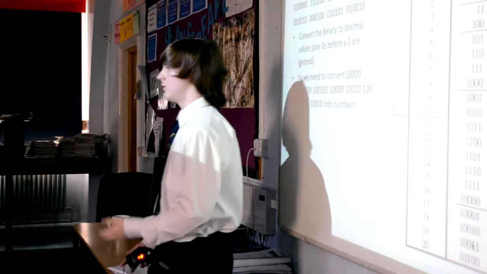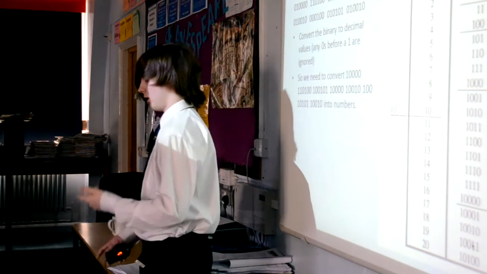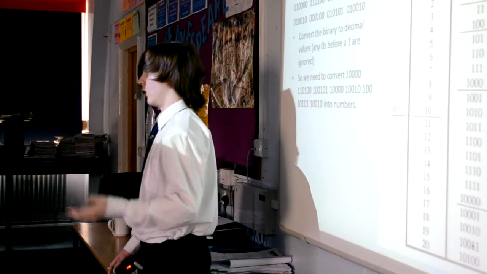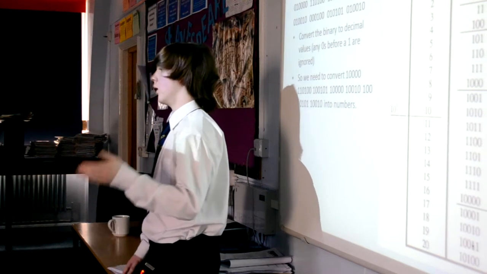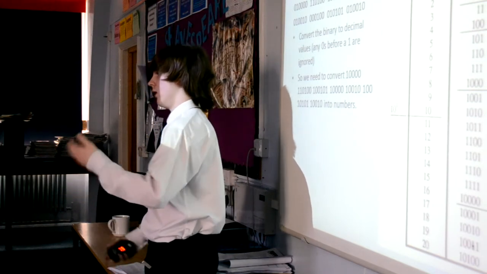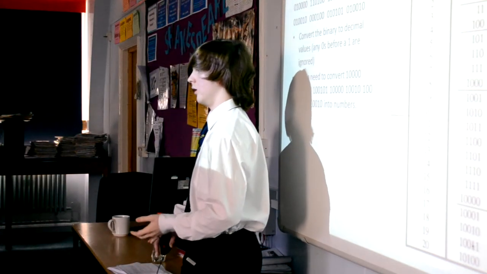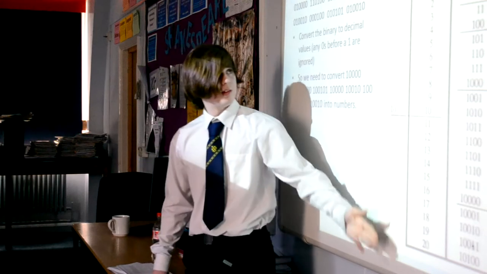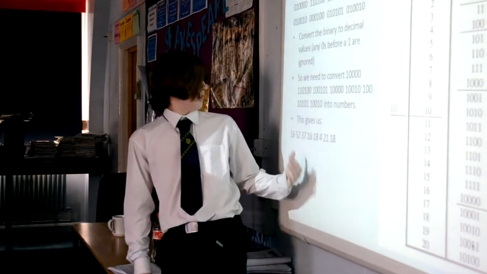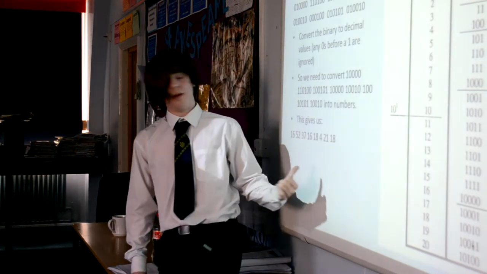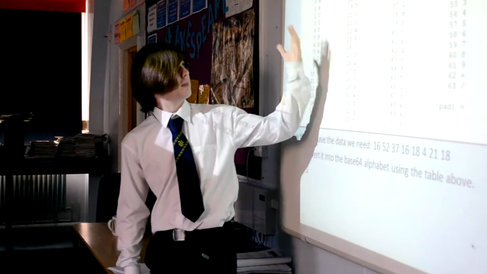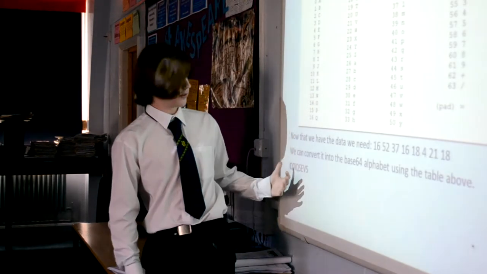Now binary works in base 2. So in base 2, you count to 1 and then you start again, going to the next digit. So we go up to 10 and then 11. This would go 0, 1, 10, 11, etc., as you can see in the table. This gives us these decimal values here. Now all we need to do is match these with the Base64 alphabet and we get our ciphertext.